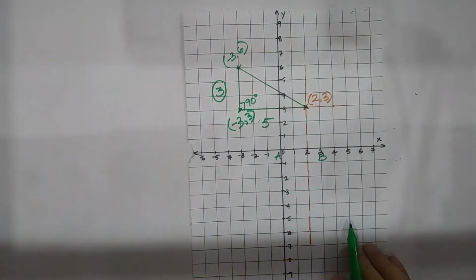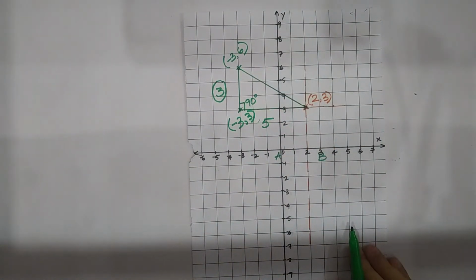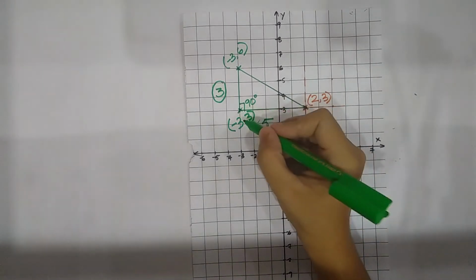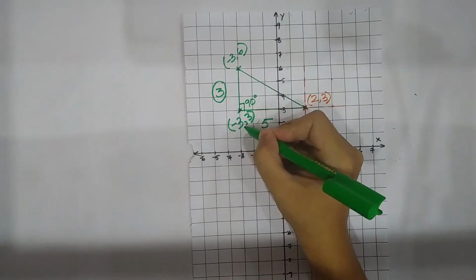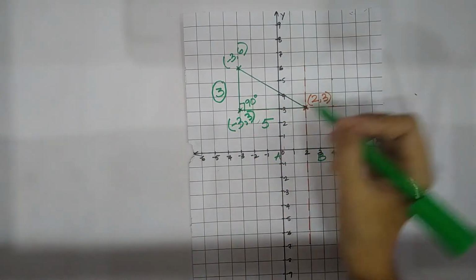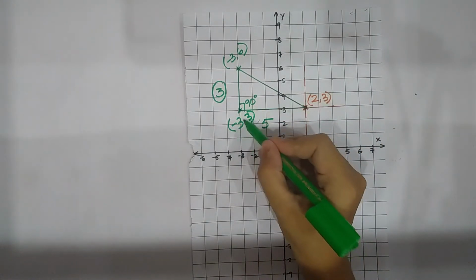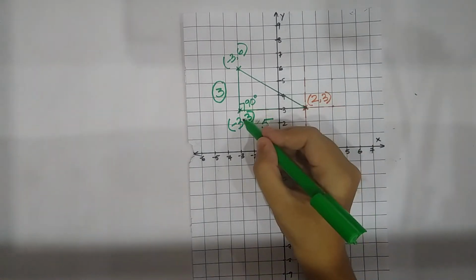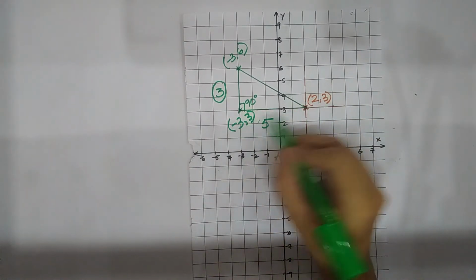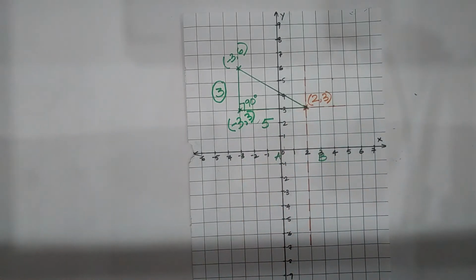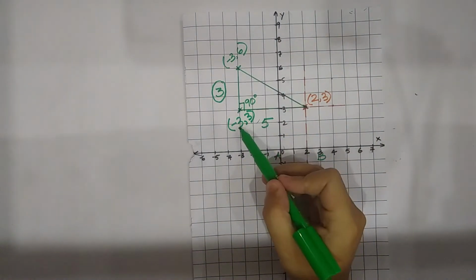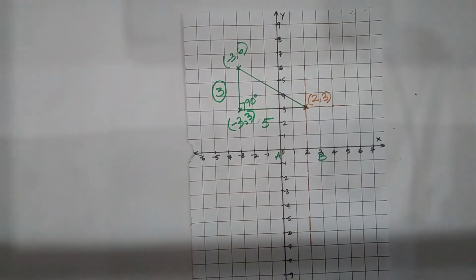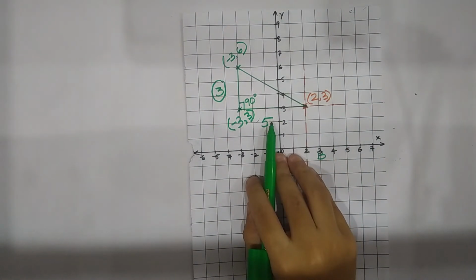Now for the horizontal, you know that horizontal resembles the x coordinate, right? So you will only take into consideration the x coordinates of the points here. So this will be -3 and 2, right? So you will have to now subtract these two numbers. So -3 minus 2 will give us -5.